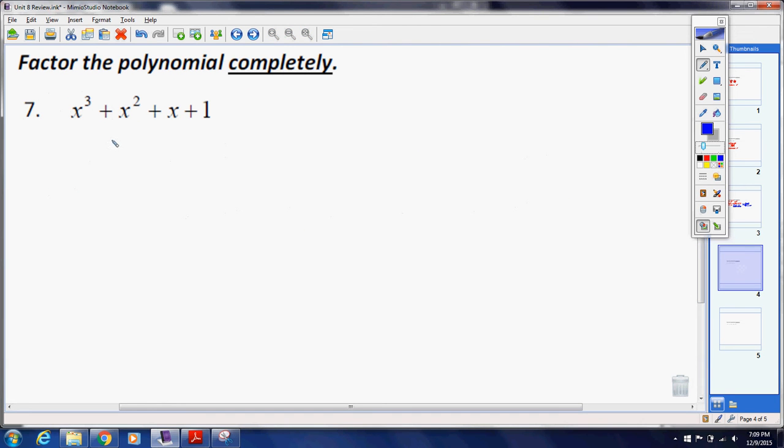Problem number 7. All right, this one looks a little different. We have x cubed plus x squared plus x plus 1. And we're going to handle this a way that we similarly did when we did the x method earlier in the year. I'm going to group the first two and the last two terms together.